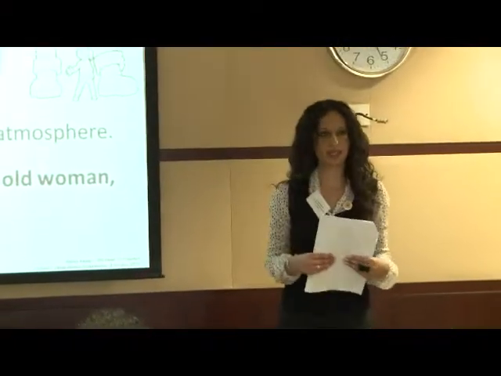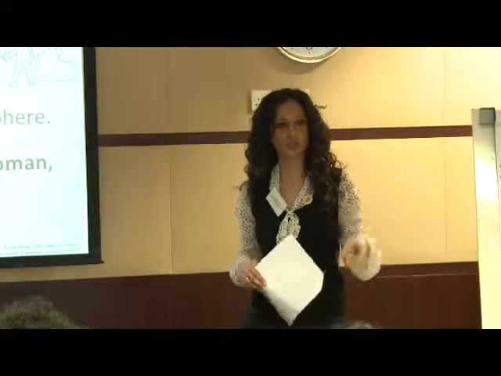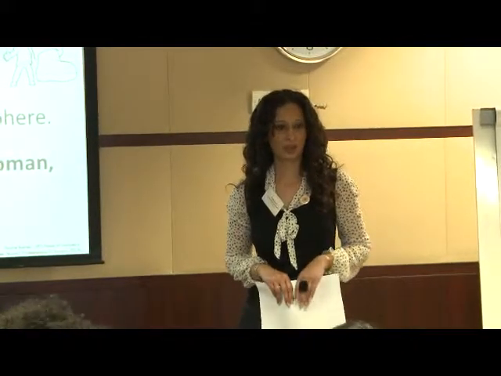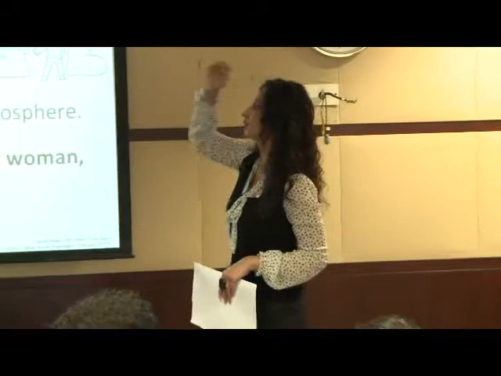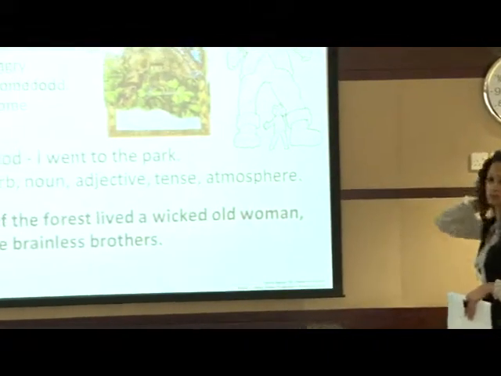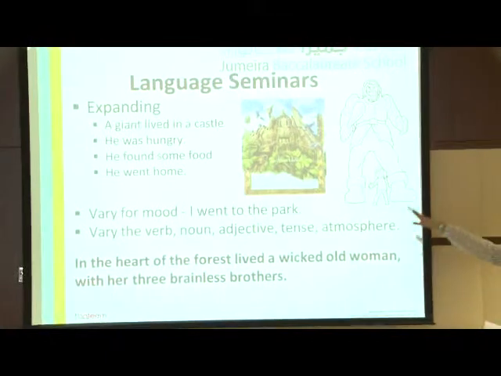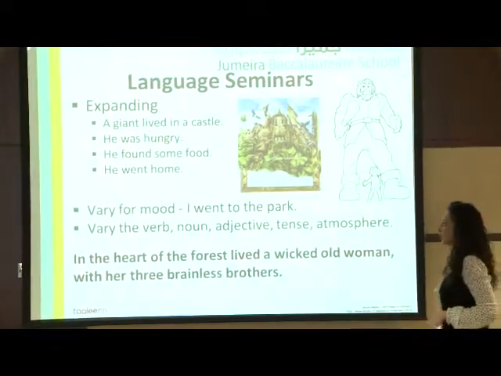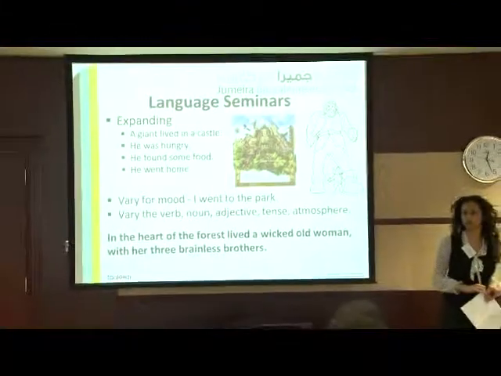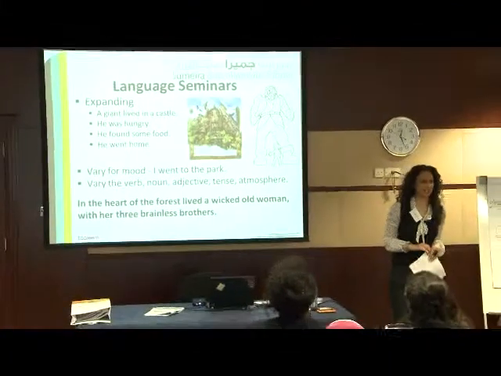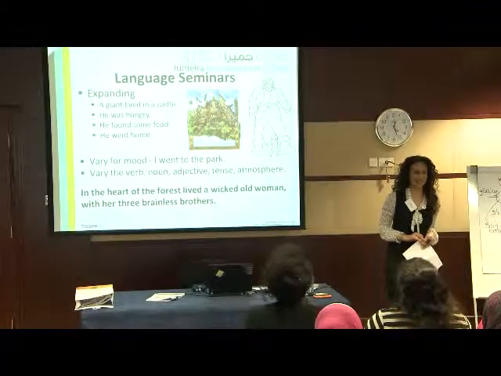Expanding. Often when EAL children start writing, or children with limited expressive language, you'll get some very simple sentences, and you'll get a story that finishes really quickly. They'll say, okay, we're done, we're finished. So, taking an example, this is one that my grade 2 children wrote. They were doing Jack and the Beanstalk, and that's what one of my EAL students wrote. A giant lived in a castle, he was hungry, he found some food, he went home. Fantastic. Can we add any extra information?